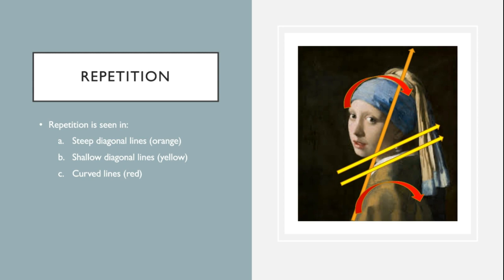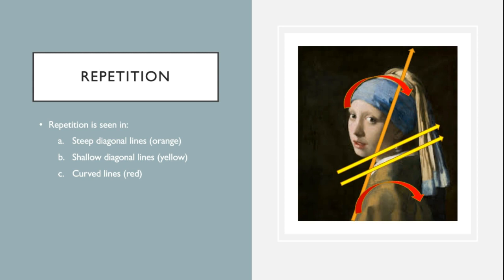This can be seen in the steep diagonal line connecting the shadow of her cheek and shoulder, as well as in the gentle slope of her collar and jawline. Furthermore, the curve of her headscarf creates repeating folds and creases that also resemble the curve of her shoulder.